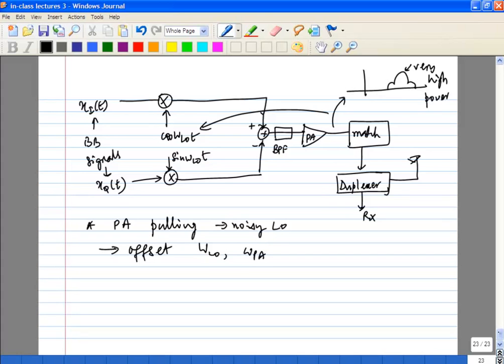One way to do it is, you take two oscillators, operating at omega 1 and the other at omega 2, and of course you need a band pass filter now.